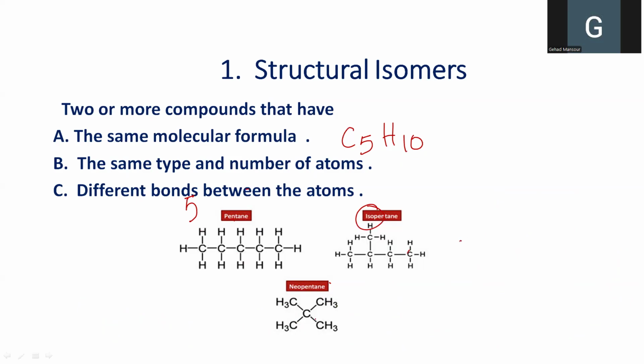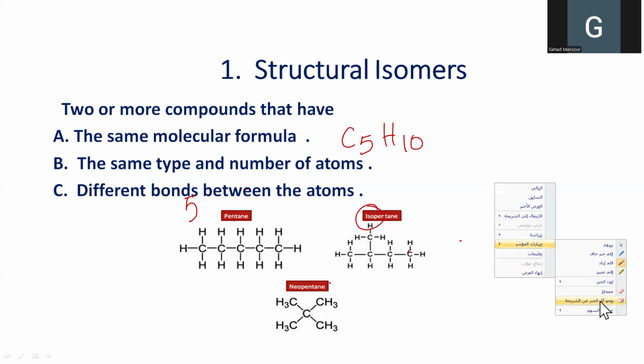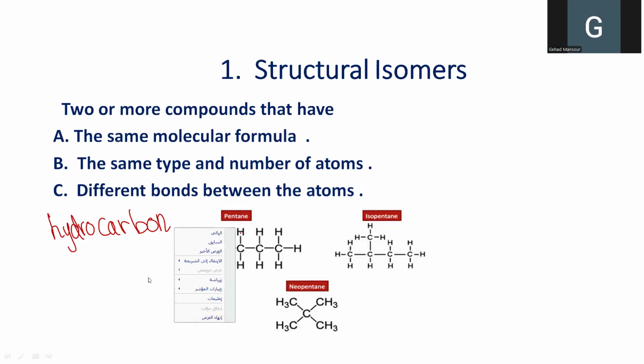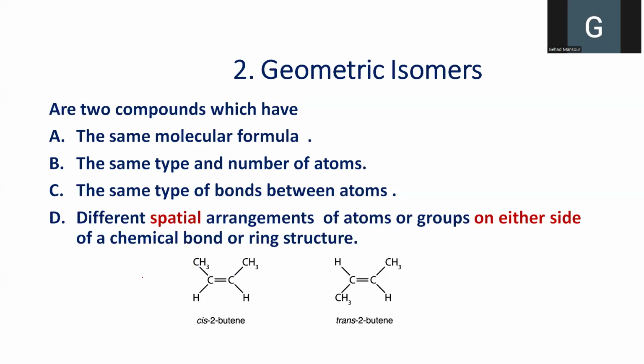Pentane, for example, is considered a hydrocarbon. A hydrocarbon is an organic molecule consisting only of hydrogen and carbon. So pentane is a hydrocarbon and it consists only of hydrogen and carbon. So this is a good example of structural isomerism.